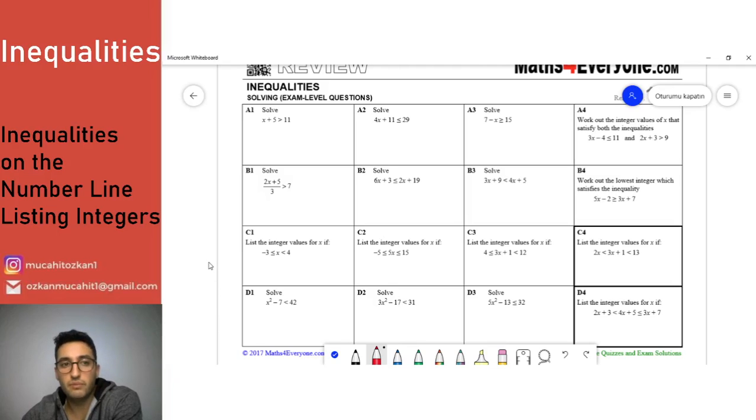Welcome to another video about inequalities. In this video, I'm gonna solve exam level inequality questions which you might see in a GCSE exam. There are 4 different levelled questions and 4 types of questions for each level. It will be better if you just pause the video, try to solve on your own, and then check the answer. Now let's get into the video directly, and I'm gonna start with question A1.